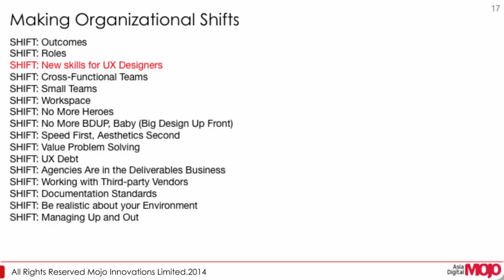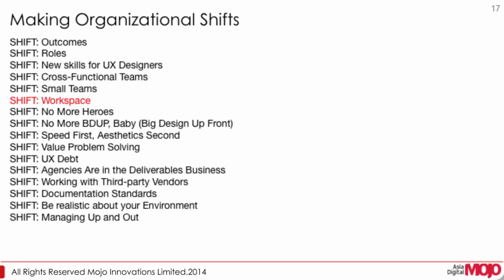So the UX designer should learn some new skills. The next one is cross-functional teams. We need to have different disciplines. And in order to integrate very quickly and fast, you probably will have small teams for different projects. And for the workspace, people who are involved in the project should sit together in an open space.